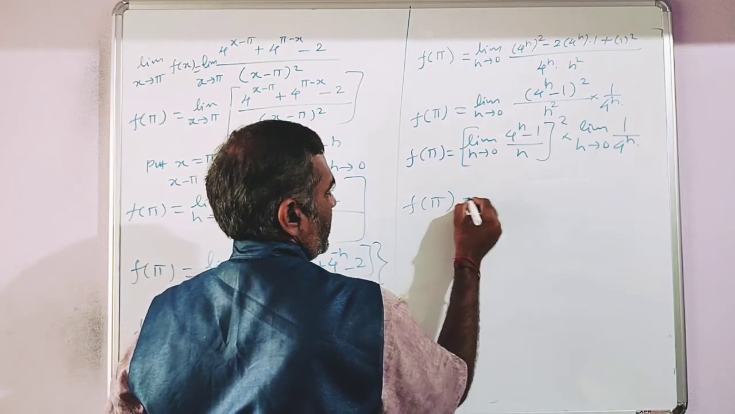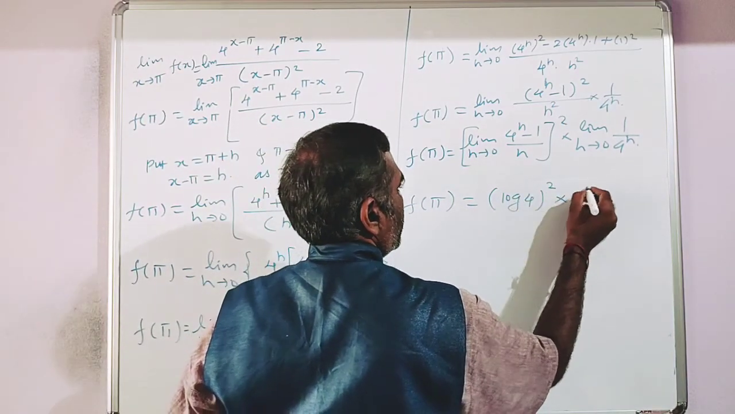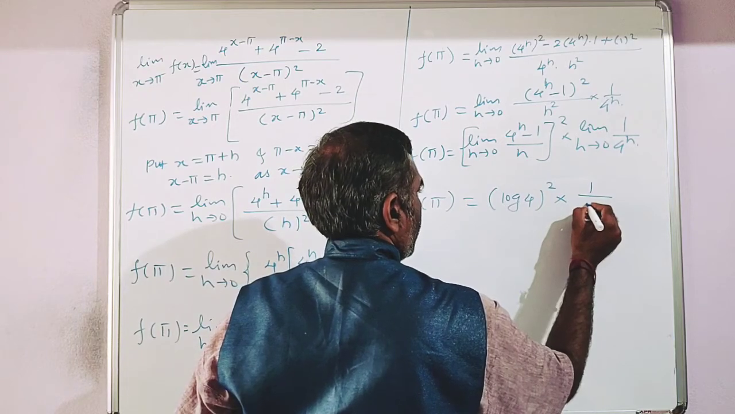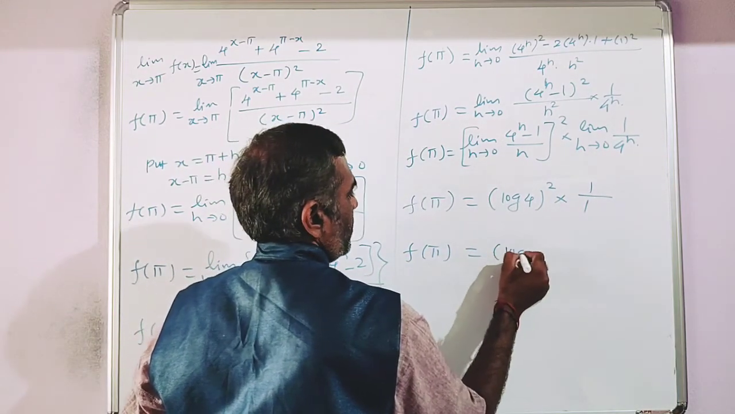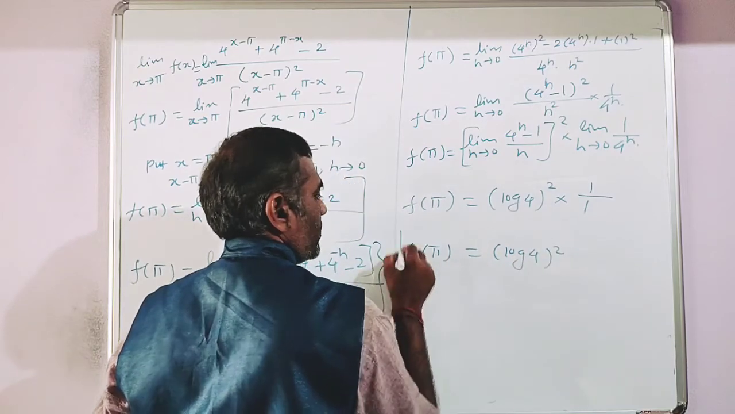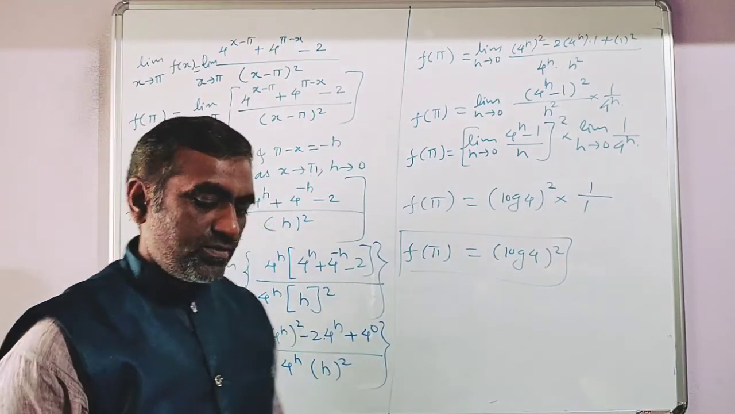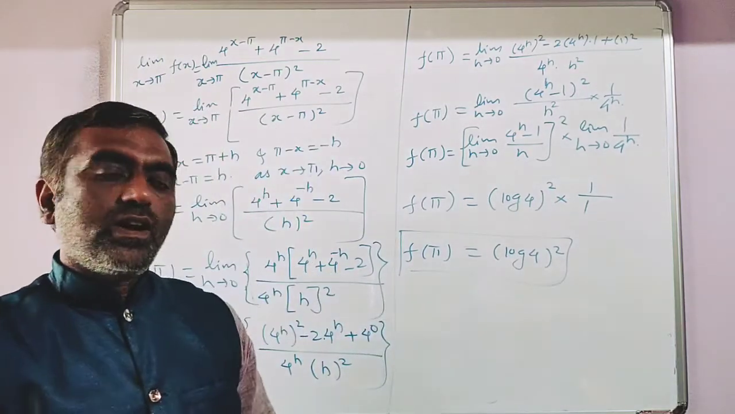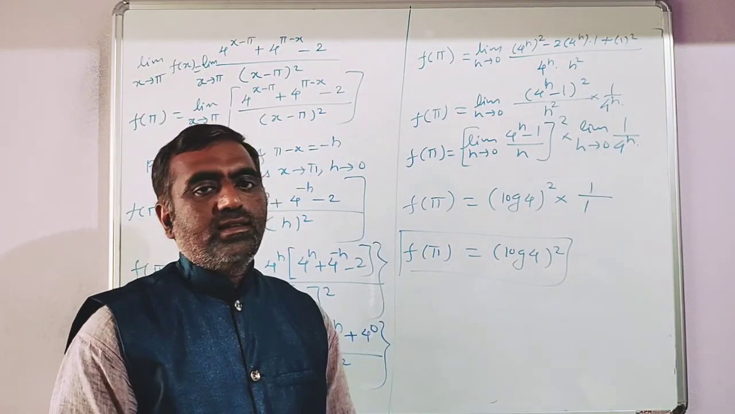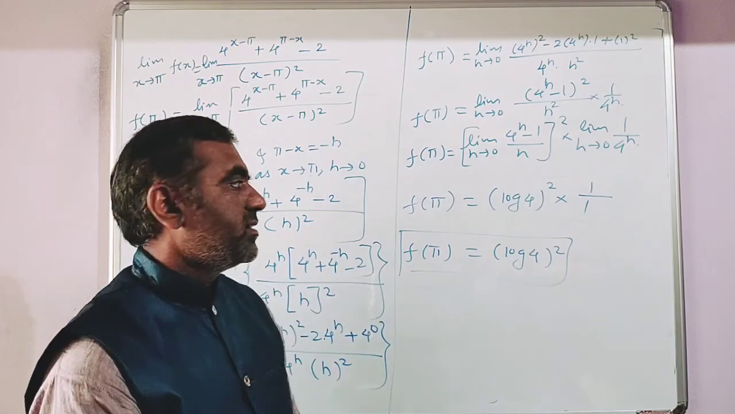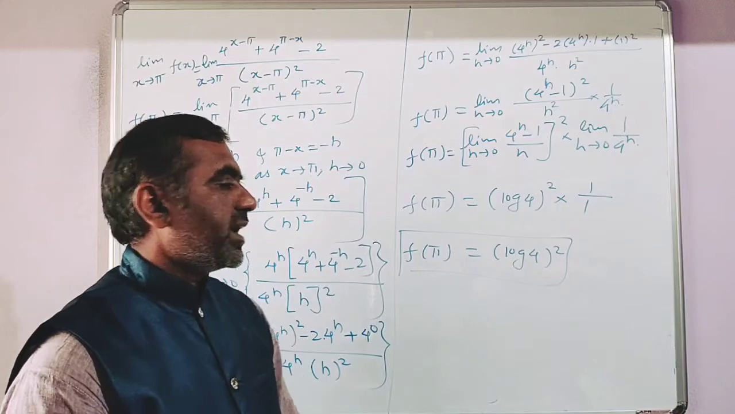f of pi is equal to, this is nothing but log 4 whole bracket square into 1 upon 4 to the 0, that is equal to 1. f of pi is equal to log 4 whole bracket square. This is your final answer. Here you can write that limit as h tends to 0 of a raised to x minus 1 upon x is equal to log a, and 4 raised to 0 is nothing but 1, therefore this will be 1. f of pi is equal to log 4 whole bracket square.